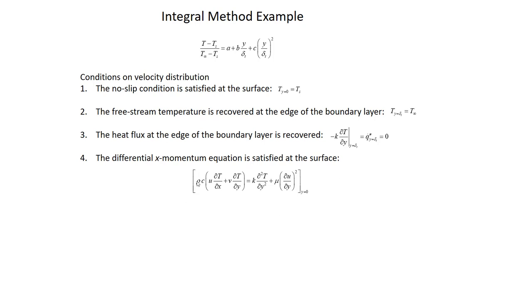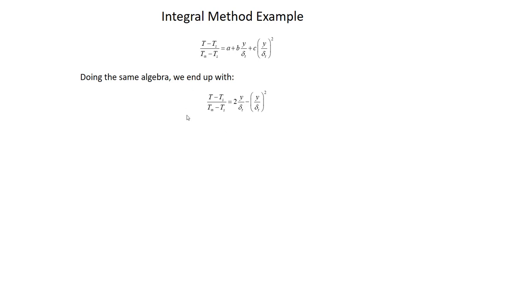So here we could satisfy it at the surface, which would for us tell us that the second derivative needs to be 0 at y equals 0, and we could keep going. But these 3 would be enough. We showed how to do this last time with the velocity distribution. It's no different really for the temperature distribution, and you end up with functionally the same form of the temperature distribution. So here's the temperature distribution we're going to use.